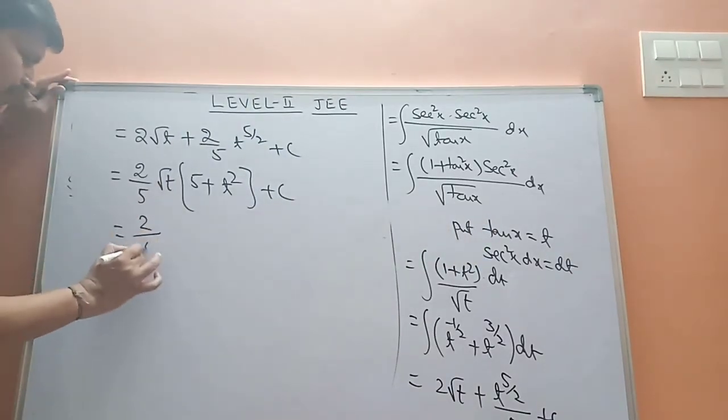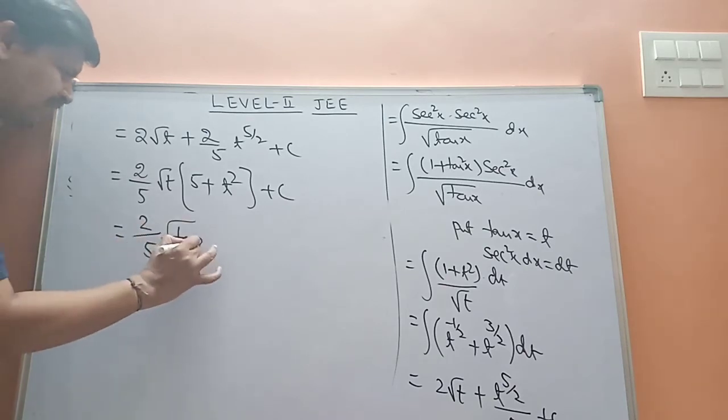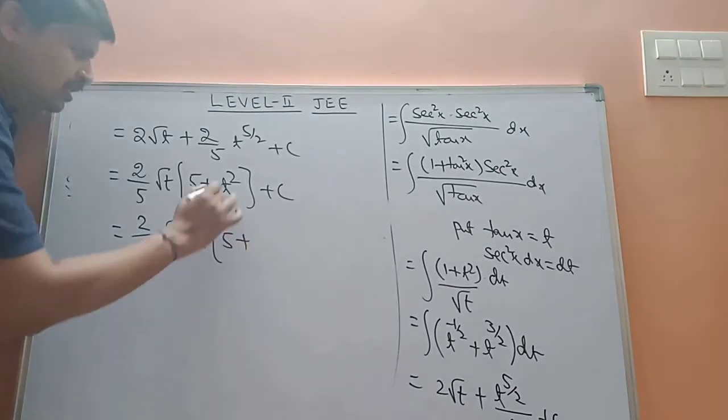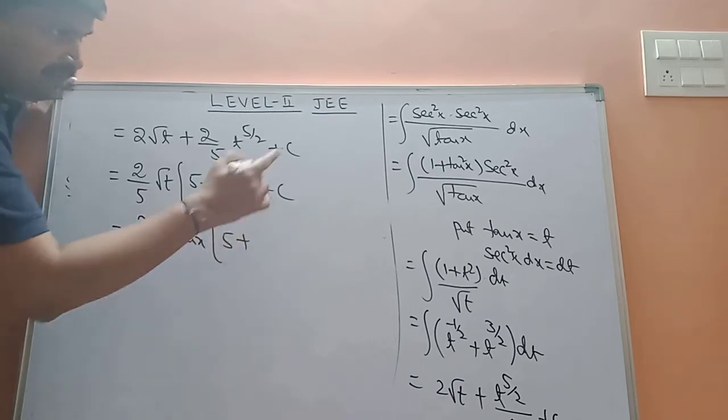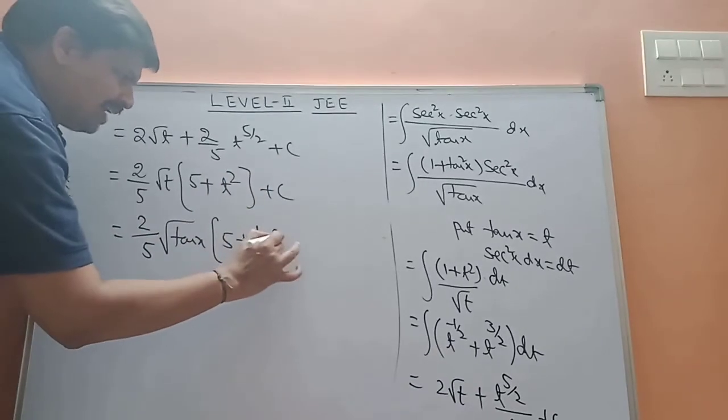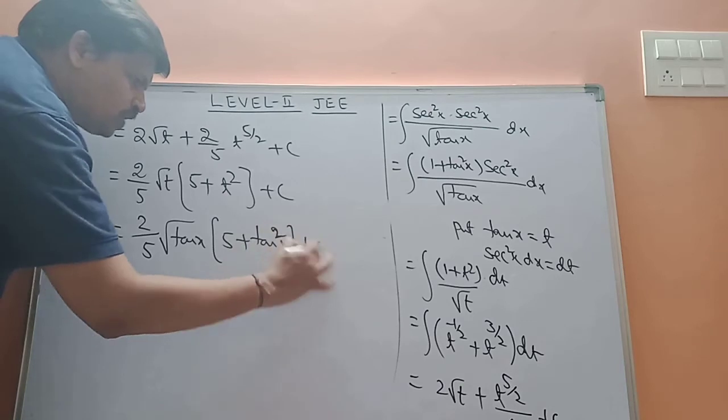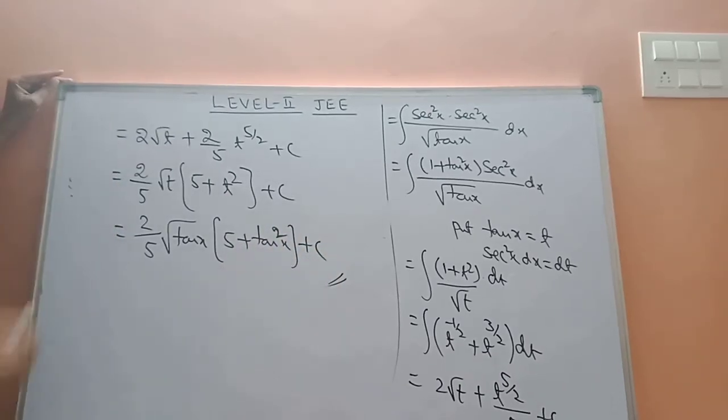So that is 2 by 5 root of tan x, 5 plus tan square x, where t means tan x. That is why this is tan square x plus c. This is the solution of this problem. Okay.